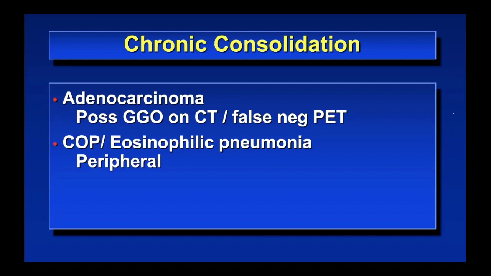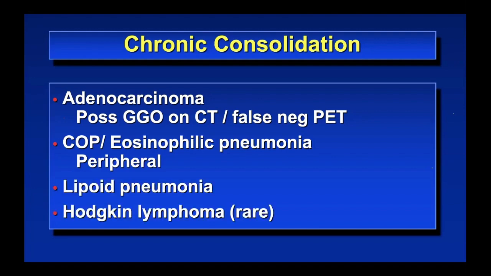Okay, so other causes of chronic consolidation, I showed you examples of organizing pneumonia and eosinophilic pneumonia. Lipoid pneumonia is another cause. That's with generally aspiration of oils, of a type of oil. And then Hodgkin's lymphoma rarely can cause a chronic consolidation.